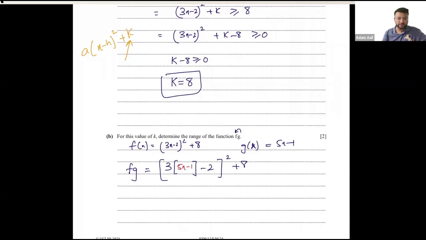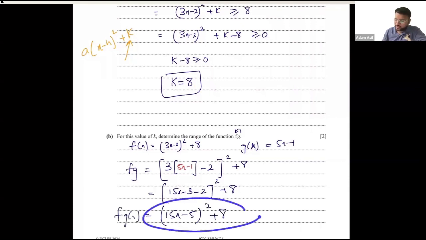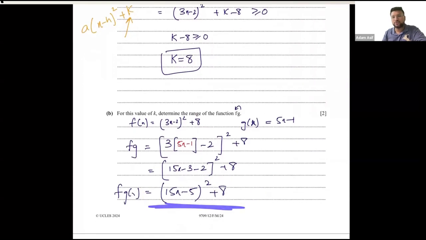मुझे रेंज फाइंड करनी है. रेंज कैसे आएगी? मैं इसको मल्टीप्लाई कर दूंगा. 15x minus 3 minus 2 square plus 8. 15x minus 5 the whole thing square plus 8. ये क्या है? ये भी तो एक क्वाड्रेटिक फंक्शन है, कंप्लीटिंग स्क्वायर फॉर्म है. तो कोई बता सकता है इस फंक्शन की रेंज क्या होगी?